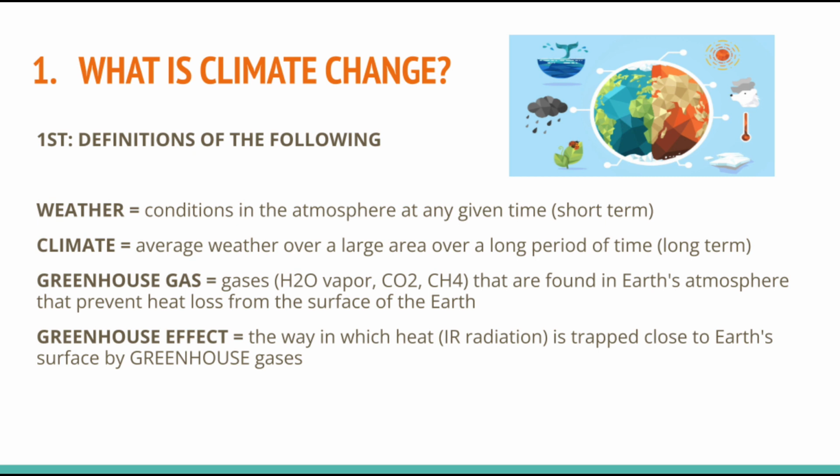And then you have greenhouse gas. So greenhouse gas, some examples include water vapor, carbon dioxide, methane. These are gases that are found in the Earth's atmosphere that prevent heat loss from the surface of the Earth. And then you have the greenhouse gas effect, and this is the way in which heat or infrared radiation is trapped close to Earth's surface by these greenhouse gases.